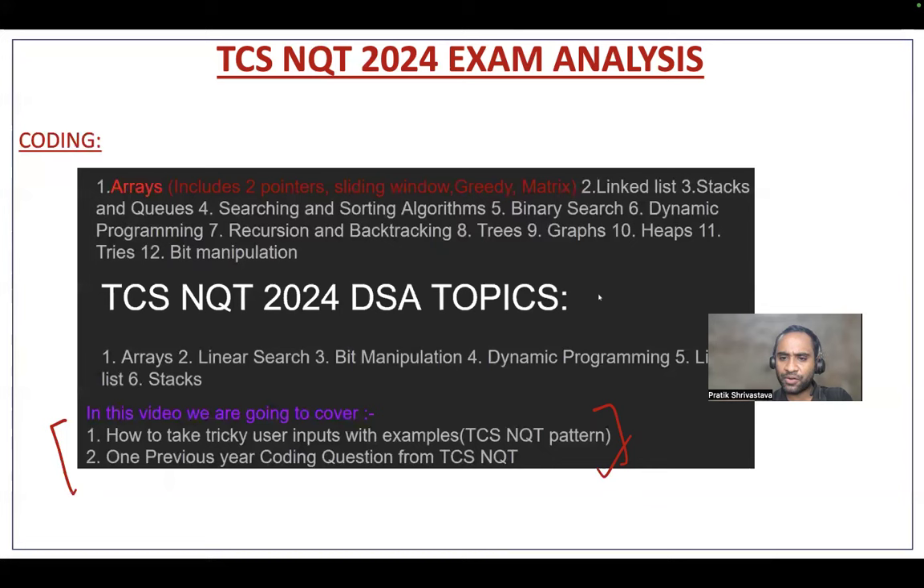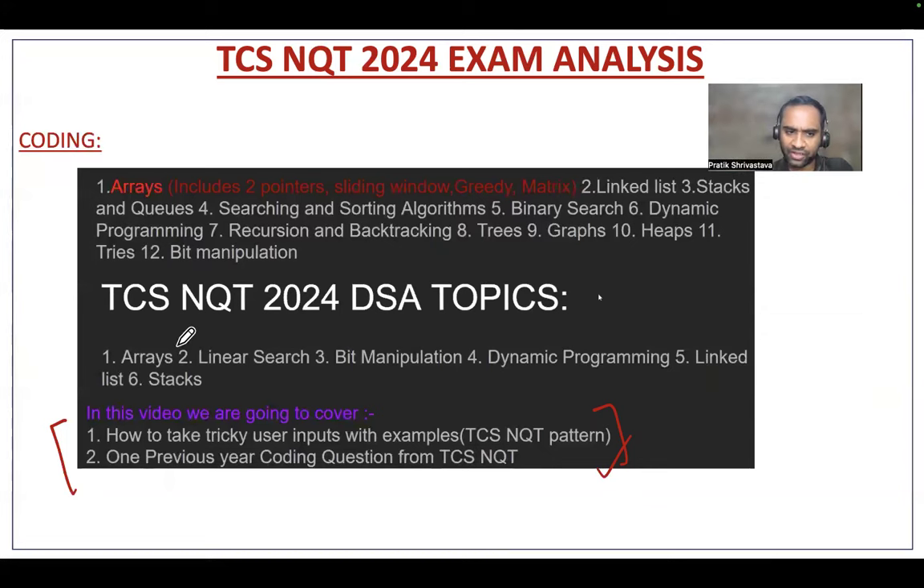So for TCS NQT 2024, these are your DSA topics: arrays, linked list, stack and queues, searching and sorting, binary search, dynamic programming, recursion and backtracking, trees, graph, heaps, tries and bit manipulation. Friends, these were the topics which are very important from a DSA point of view.